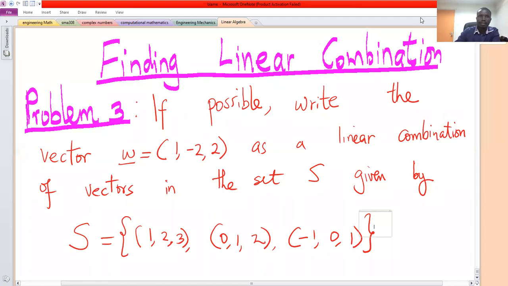So welcome in this session. In this session, we are going to do a problem on how to find a linear combination of a vector in terms of other vectors. The problem is, if possible, write the vector W as a linear combination of vectors in the set S given by these three vectors. Now to solve this, you have to remember the definition of a linear combination of a vector in terms of other vectors. So we call this V1, call this vector V2, call this vector V3.